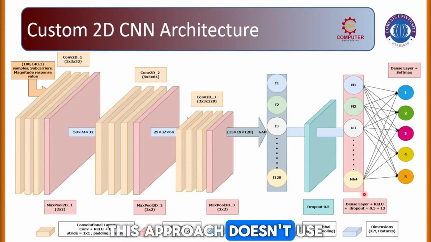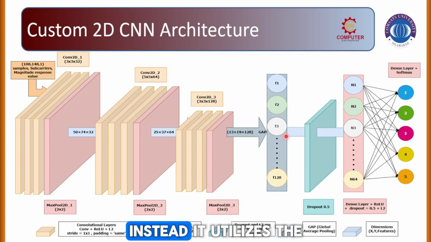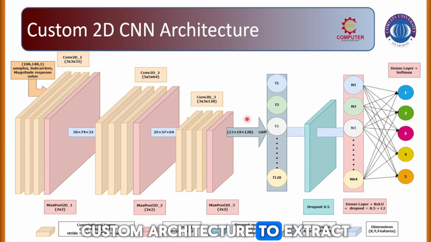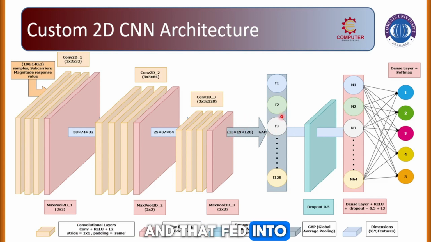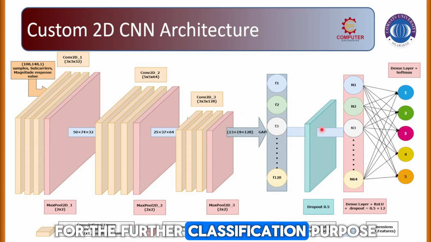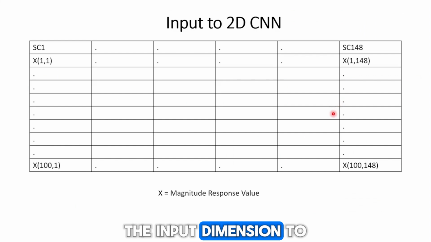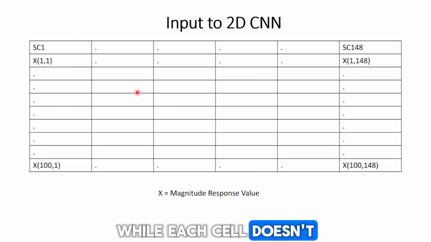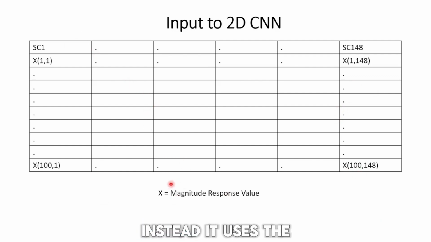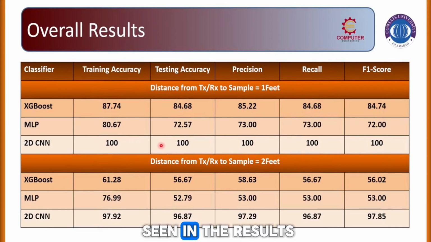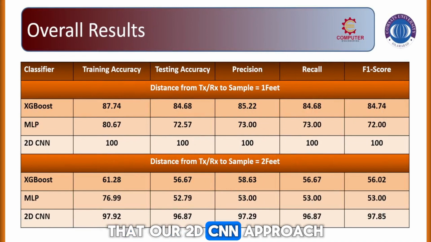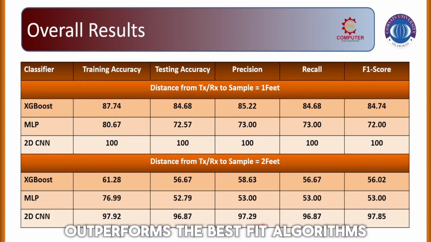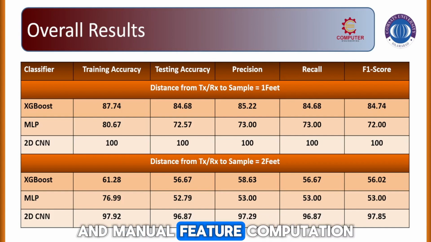This approach doesn't use the manual feature extraction. Instead, it utilizes the power of 2D CNN custom architecture to extract the features and that is fed into the MLP for the further classification purpose. The input dimension to the 2D CNN is 100 cross 148, while each cell doesn't represent an intensity level. Instead, it uses the magnitude response values. As it can be seen in the results, our 2D CNN approach outperforms the best fit algorithms and manual feature computation.